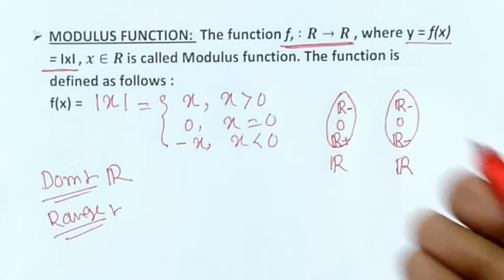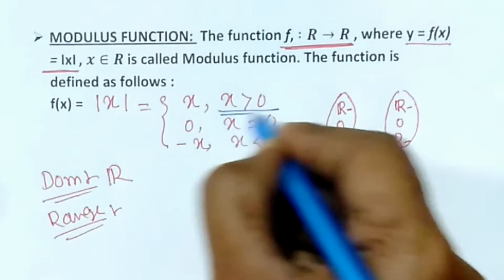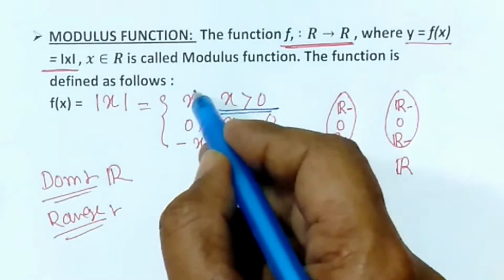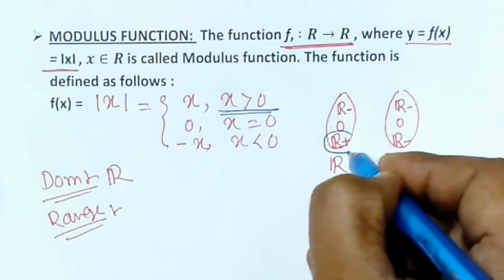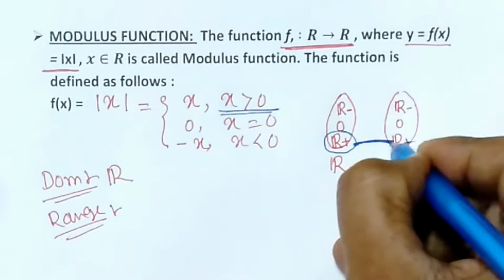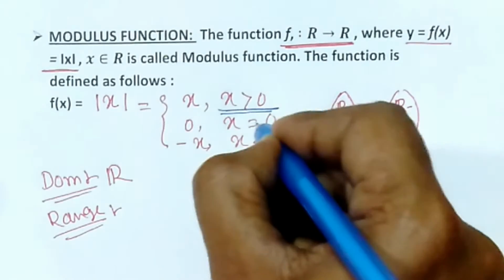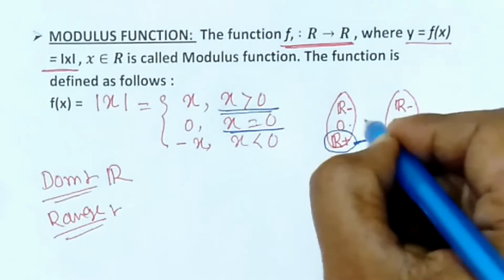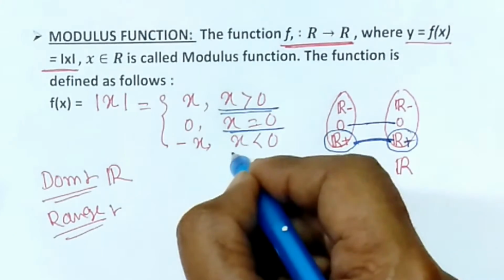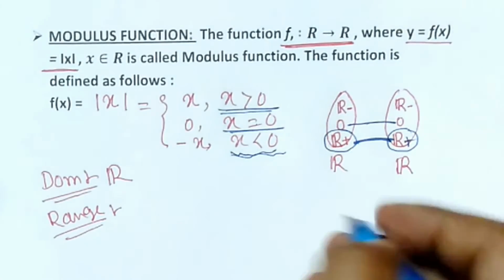for the codomain set. If x is greater than 0, then mod x is x, that is, x is also positive. So all the positive reals will go to the positive reals of the codomain set. Clear? For 0, the value will be 0. This will also go to 0. Now if x is negative, what will happen?